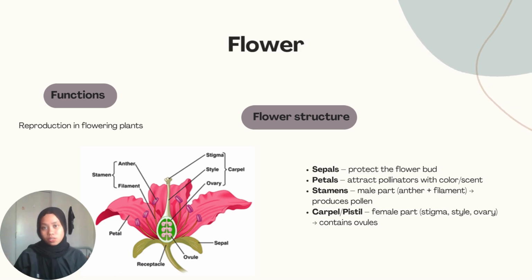Moving on to the flowers, which are the reproductive part of flowering plants. A flower has several main parts. Sepals protect the flower bud. Petals attract pollinators with their color and scent. Stamen, the male part of the flower, includes anther and filament. Carpel or pistil, the female part, consists of stigma, style, and ovary, which contains ovules. All these parts work together for successful reproduction.